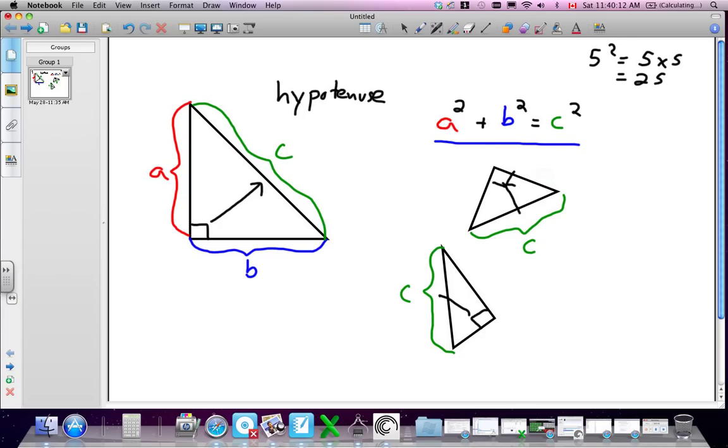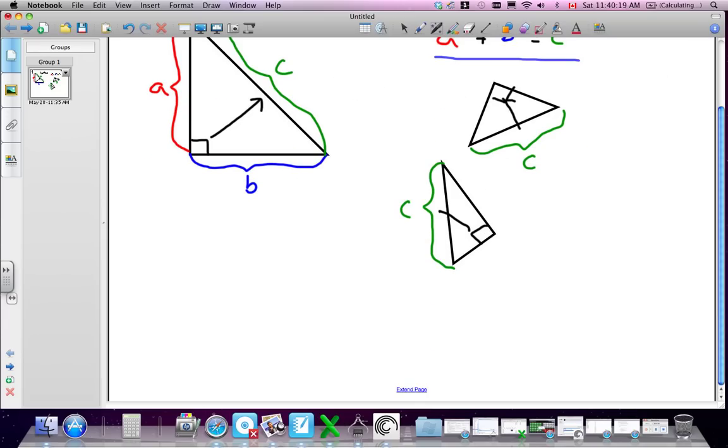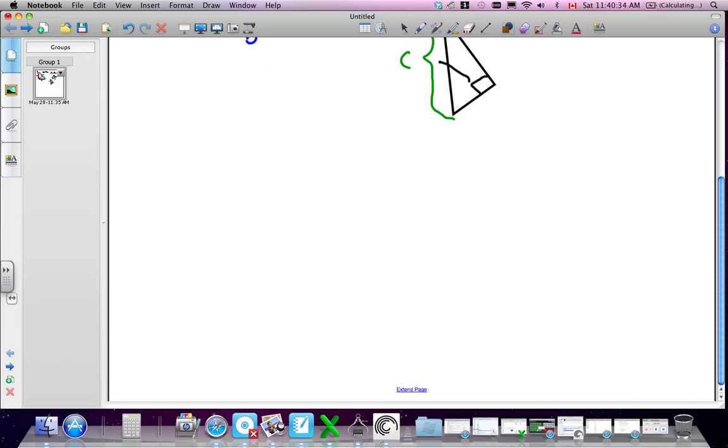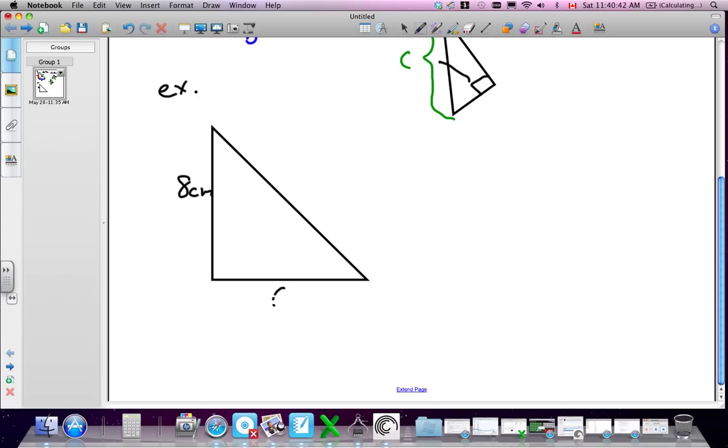So, we've written out our sides. What we're going to do is an example of this. I wonder if they have any examples for us in your book. Here we go. 8 and 6. So, let's take this triangle they've used. We'll call this our example 1, okay? This is 8 centimeters. And this one is 6 centimeters.